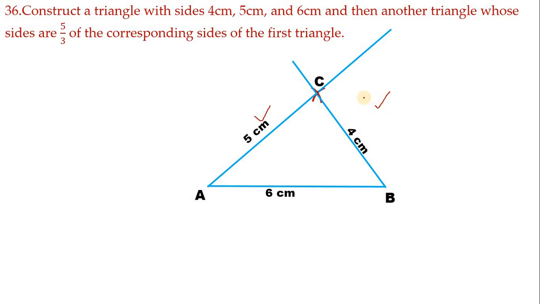Next what we have to do is construct another triangle. The ratio for that triangle is 5 by 3. Now first, after finishing the construction of the triangle, we have to draw an acute angle at point A.